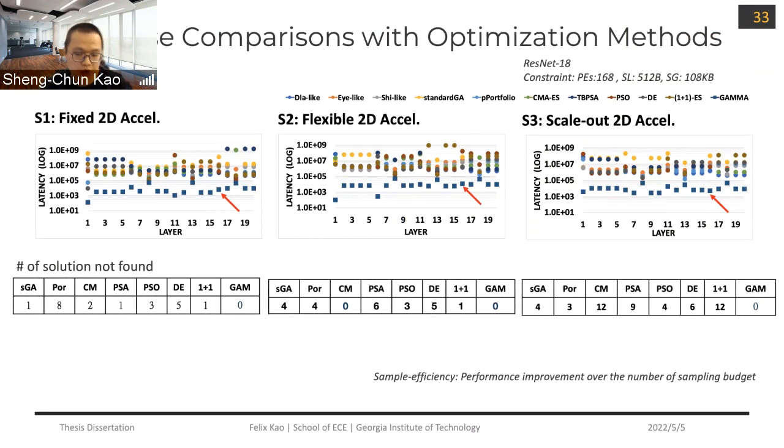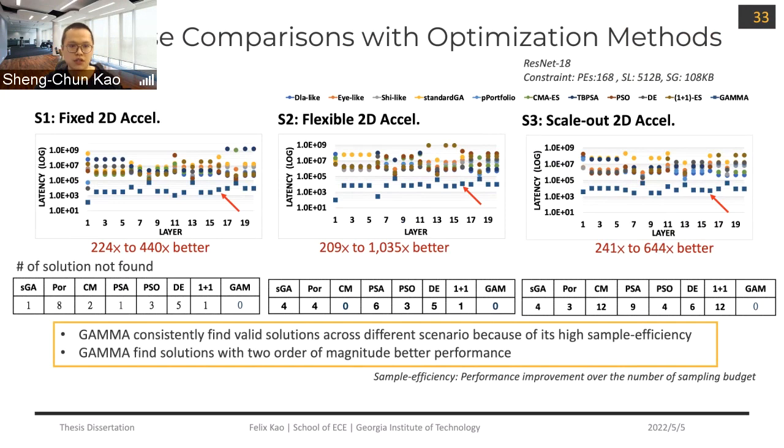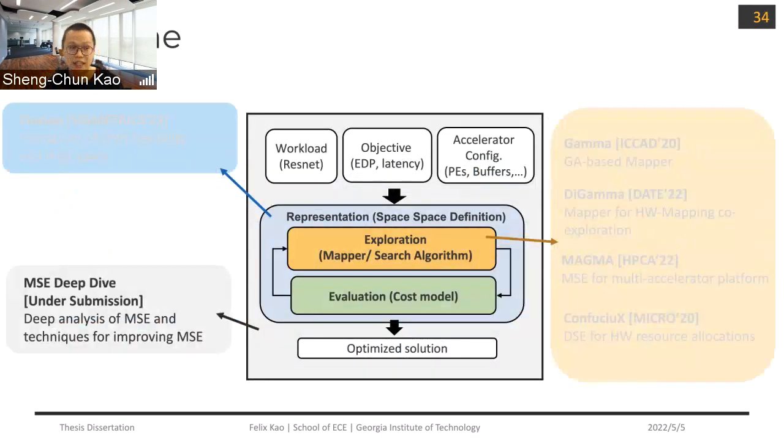Note that some of the algorithms didn't converge within the sampling budget that we gave them. So here we show a table of how many times they didn't converge. Gamma can consistently find valid solutions across different scenarios. Moreover, Gamma finds solutions with two orders of magnitude better performance than the others. So this is Gamma. Next, I'm going to jump to the next part, which is the MSE deep dive.